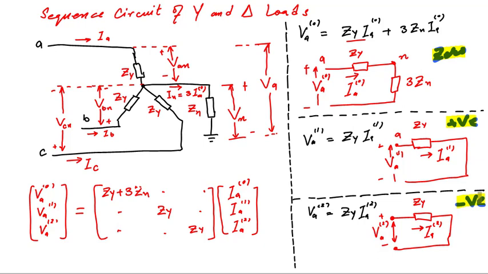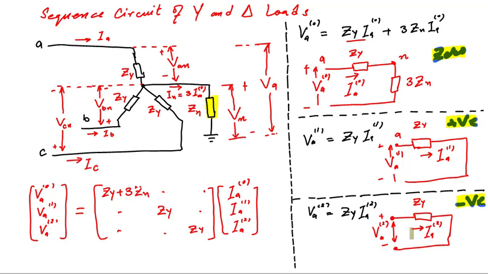Next thing, if we make this Zn open, break Zn over here, so that Zn becomes infinity, that will make this circuit open, broken at this point. So it means now zero sequence current will not be able to flow. As there is no zero sequence current, there will be no zero sequence voltage drop. So zero sequence will not exist in that circuit. But positive sequence and negative sequence are not going to change.